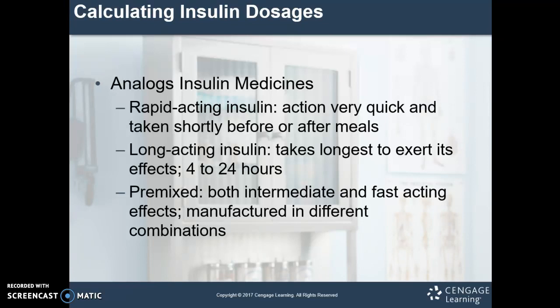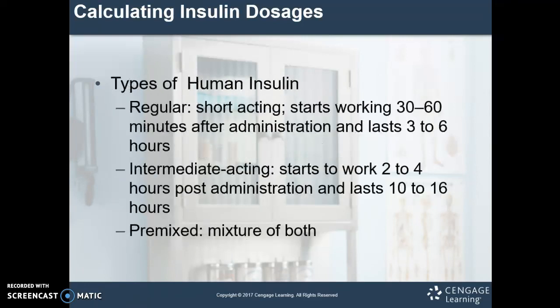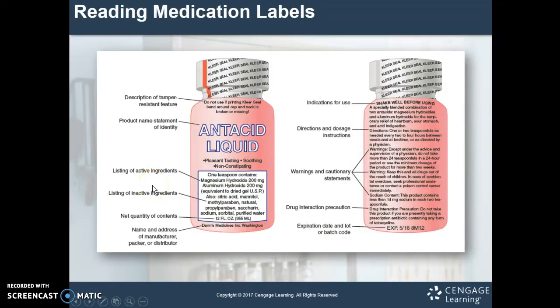And long-acting insulins are usually the longest acting. Usually they take about 4 to 24 hours to work, and they can control your insulin. This is called a basal control for the entire day. And again, premixed. This insulin provides both intermediate and fast-acting effects, and they give you a couple of examples in the book as well.